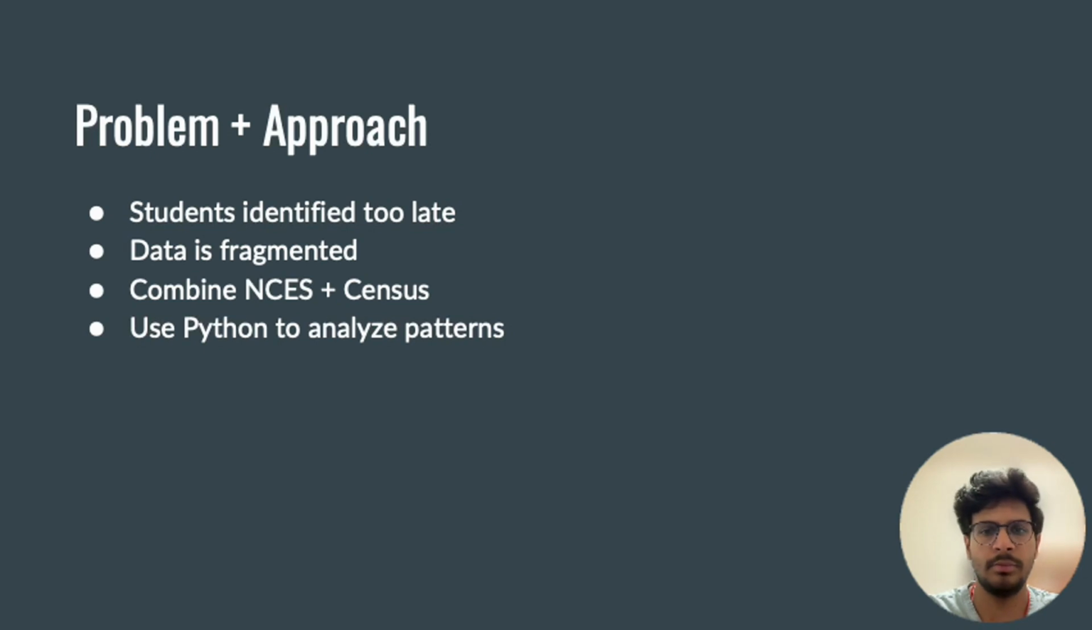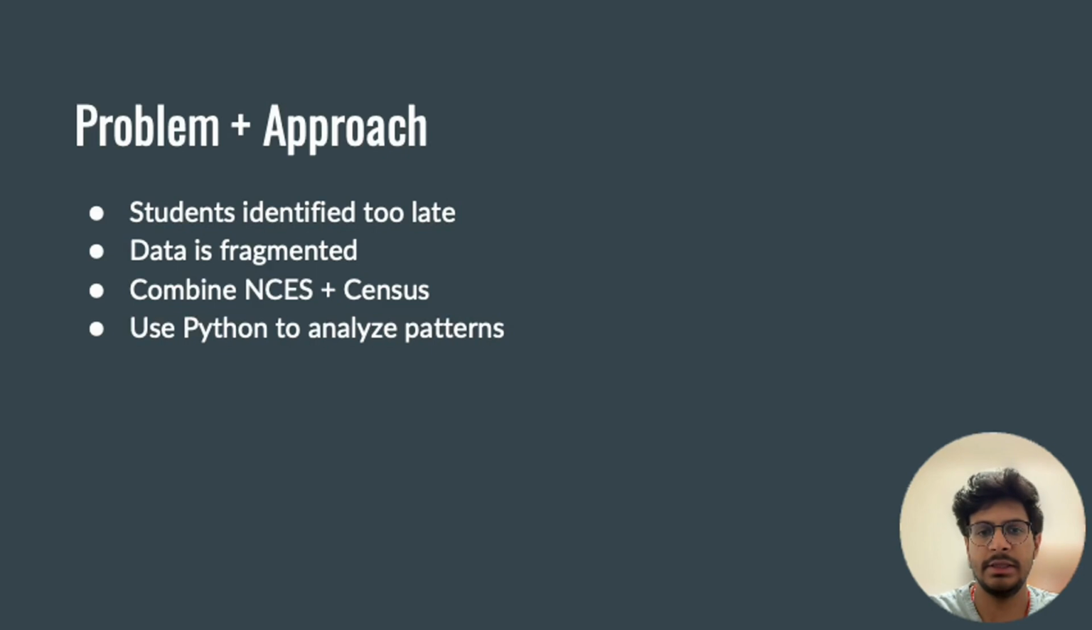One major problem that is highlighted in these papers is that students are often identified as at risk too late, which means that by the time the students are identified and the schools intervene, it can already be difficult to improve outcomes or help the students effectively.